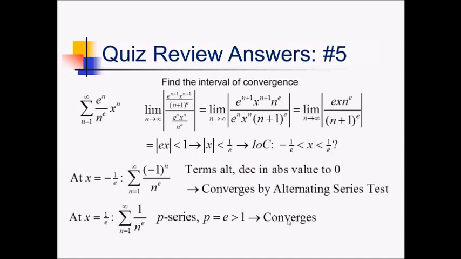So since I converged at x equals negative 1 over e, that means I have to write negative 1 over e is less than or equal to x. Since I also converged at 1 over e, I have to write again less than or equal to 1 over e. But if I had diverged here, I would have just kept it as less than with no equals. So this is my final interval of convergence.